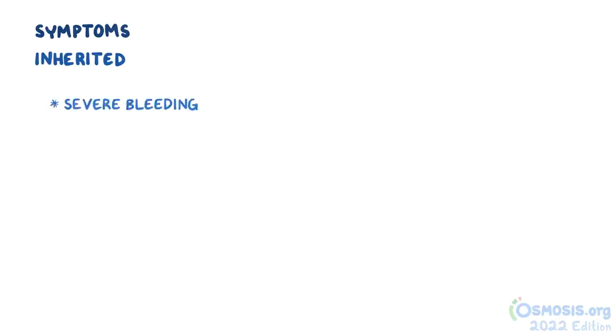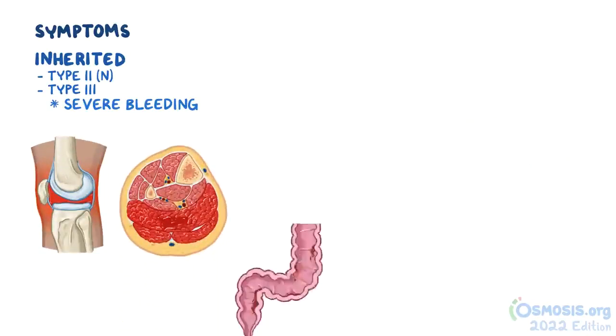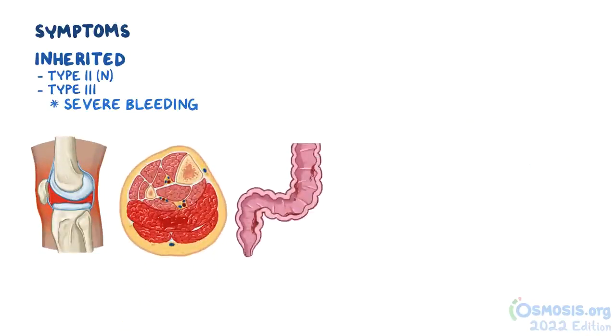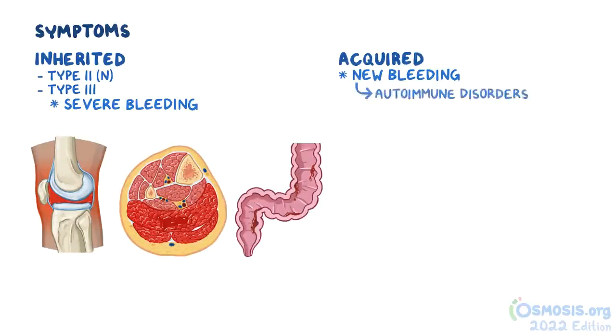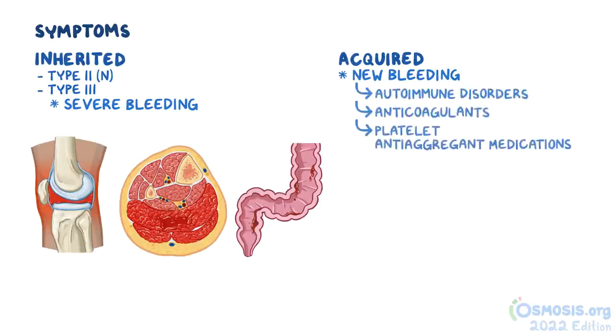Severe cases of bleeding typically present in people with type 3 and sometimes in people with type 2N. These people present with joint and muscle bleeding and gastrointestinal bleeding, but this one is rare. People with acquired von Willebrand disease typically present with new onset of bleeding on the background of some pathologic conditions, such as some autoimmune disorders, or on anticoagulants or platelet anti-aggregant medications.